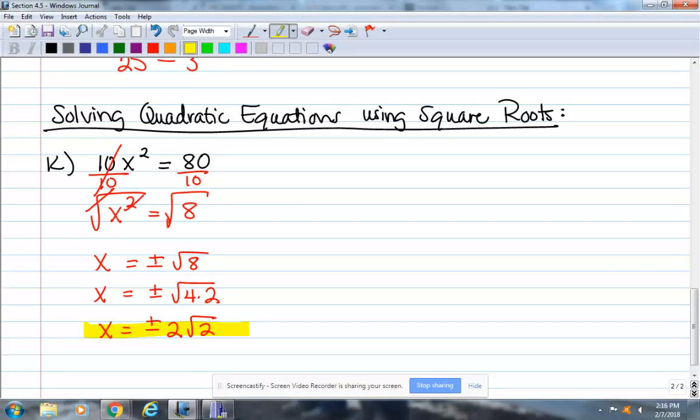So take the square root of both sides to get rid of the square. Put your plus and minus. Simplify your radicals. Okay? Let's do another one. JKL. Let's do this one. 2x squared minus 15 equals 65.